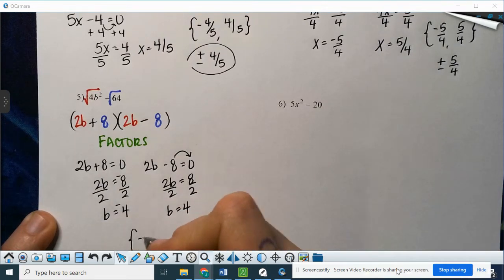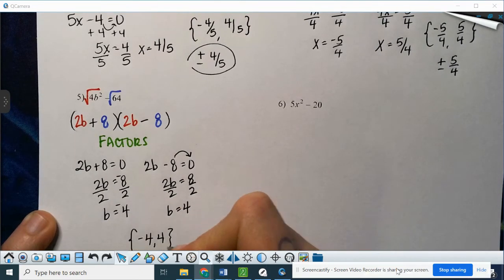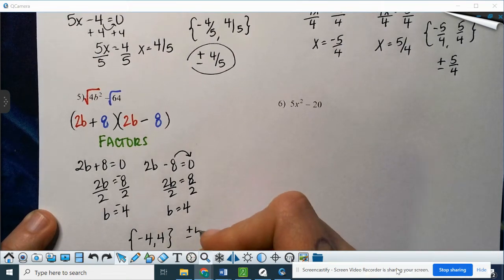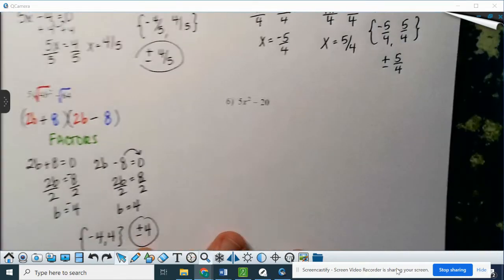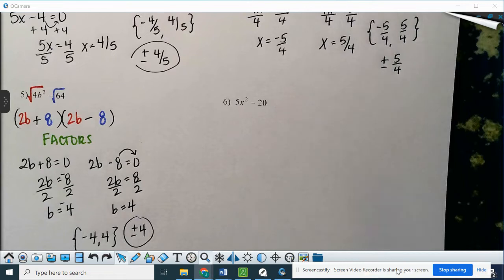So our final answer is negative 4 and positive 4 for our answer choices, or again, plus minus 4 for our solutions, answers, x-intercepts, roots, zeros. Those are all the magic words. So number 6, I'm going to pause and let you try it, or actually you pause the video and you try this guy. What's the worst that can happen?